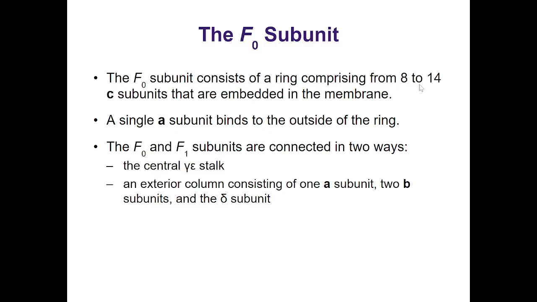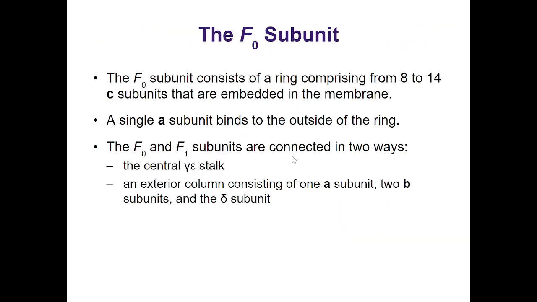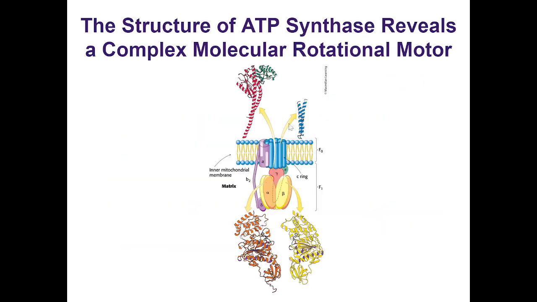Okay, so the F0 subunit consists of a ring that's going to be comprising from 8 to 14 C subunits that are going to be embedded in the membrane. A single A subunit binds to the outside of your ring. The F0 and F1 subunits are going to be connected in 2 ways. We have the central gamma epsilon stalk, which we can see right here. That's that drive shaft, if you will. Everybody okay with me saying drive shaft? The exterior column is going to consist of 1 A subunit, 2 B subunits, and a delta subunit. And so this right here is that exterior column.